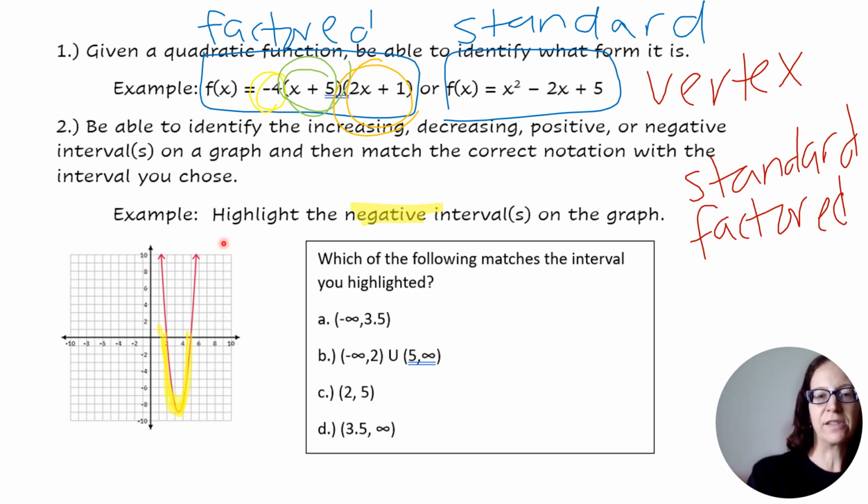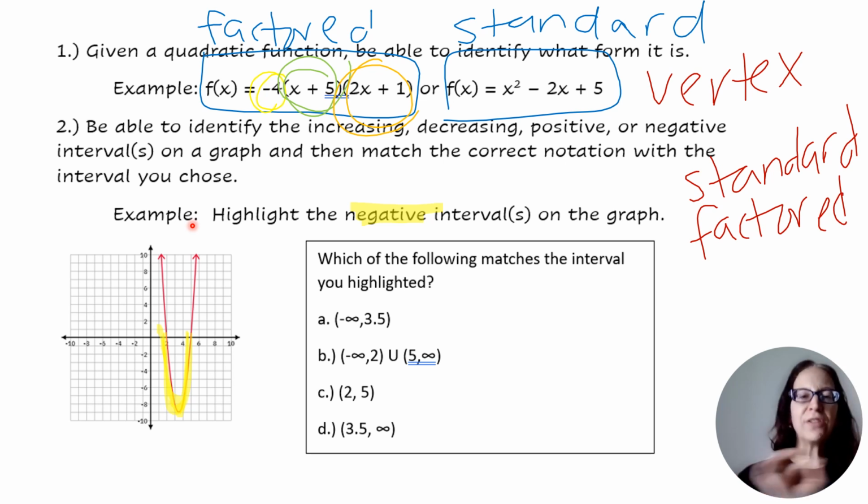the x-axis. If it had asked for increasing, I would have started at the vertex and I would have highlighted this section here that my pointer is on. If it had asked for decreasing, I would have been over here where it's going down and stopped at the vertex. Okay, so I did go over those.